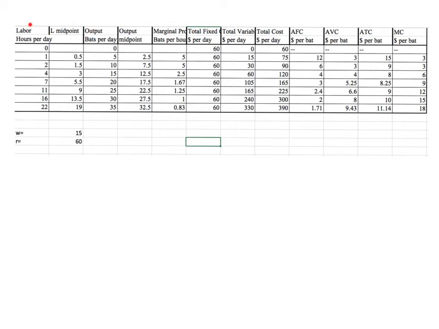not anymore with labor. And then finally, the marginal cost per bat, where technically this 3 is the marginal cost as we move from output of 0 to output of 5. So you're going to see when I graph this, I'm going to map marginal cost at the midpoint between the starting output and the end output. But for our purposes, just mapping it at the ending output is fine. Anyway, that's how you do the table.